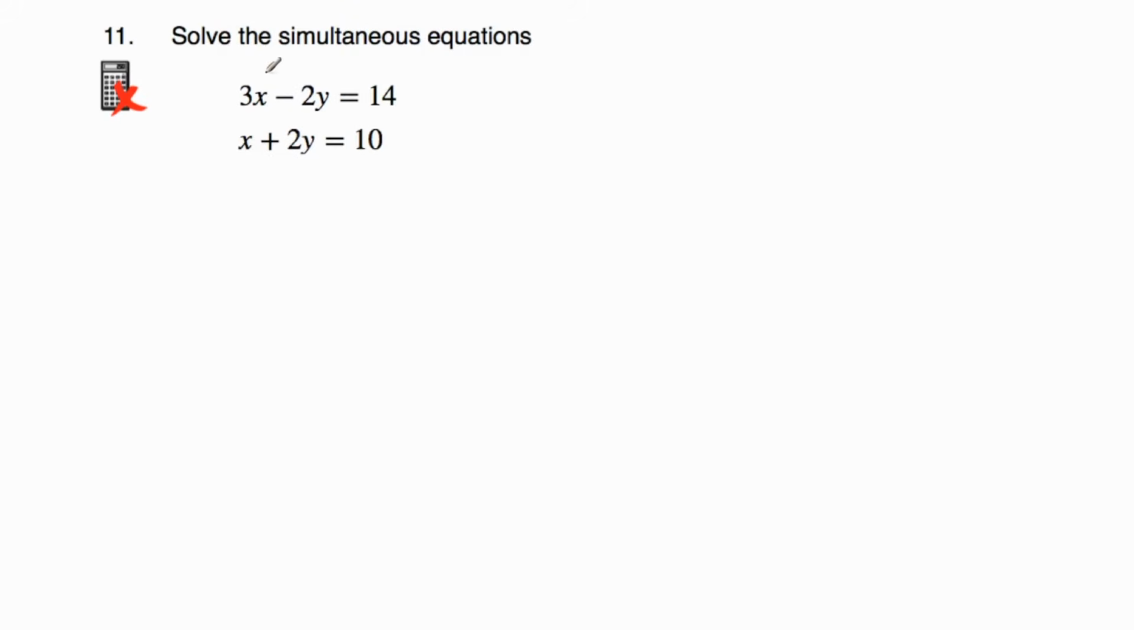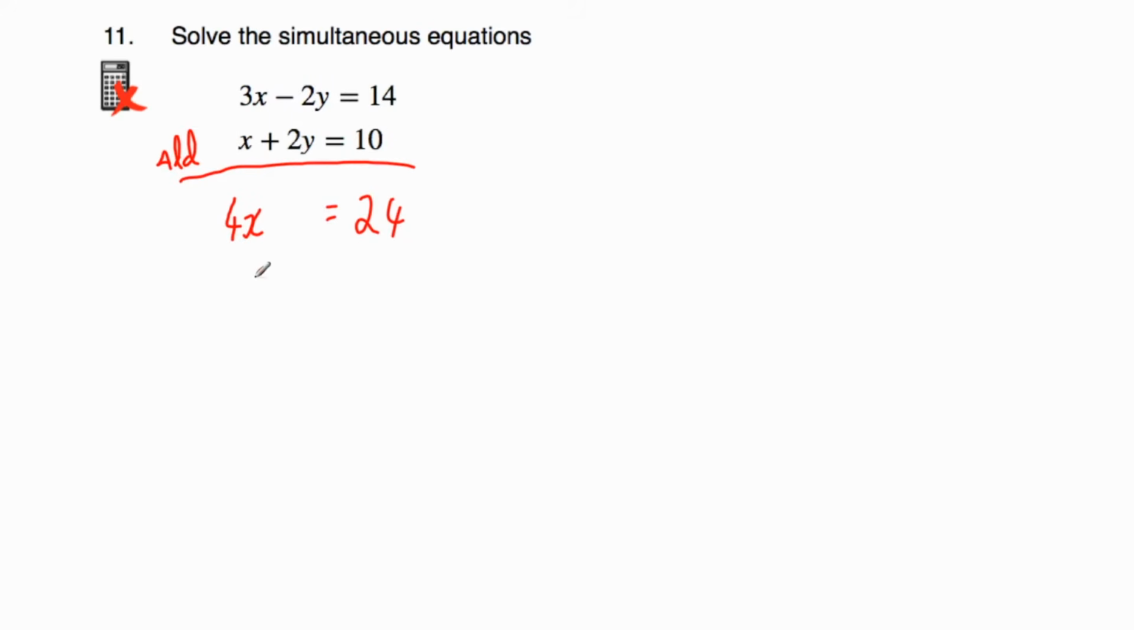So question number 11 says, solve the simultaneous equations 3x minus 2y equals 14 and x plus 2y is equal to 10. Now this one's quite nice actually, because we've got our minus 2y and our 2y. We can just add these equations to each other, so let's just add. 3x plus x is 4x. We've then got minus 2y plus 2y, that's 0. And then on our right hand side, we've got 14 plus 10, and 14 plus 10 is 24.